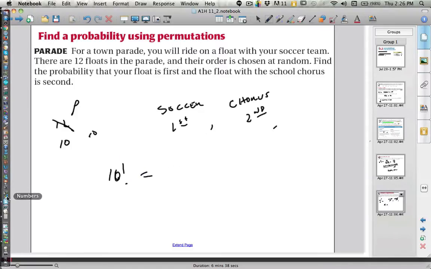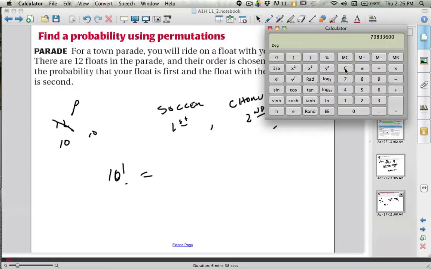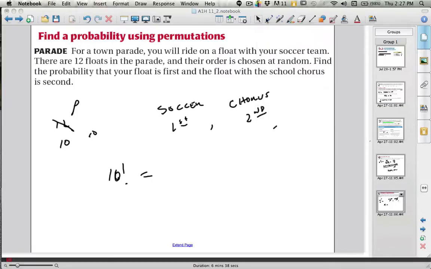Which is 10 times 9 times 8 times 7 times 6 times 5 times 4 times 3 times 2 times 1, which doesn't impact anything. So that's 3,628,800. There are that many different ways for the town parade to put itself together based on the other 10 floats being rearranged after soccer and chorus.